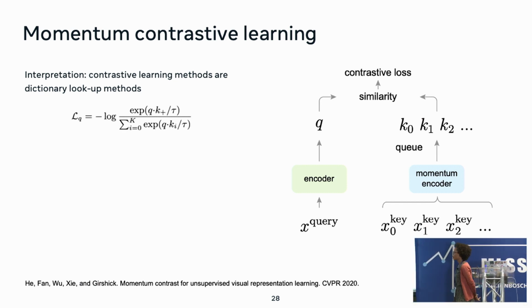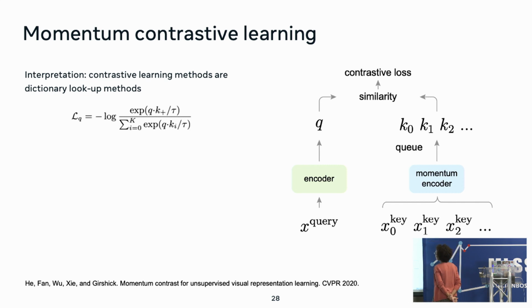The next work I'll show is much more recent. This is from 2020, from He et al., and it introduces the notion of momentum contrastive learning. This work has, I think, an interesting interpretation of what we're trying to do when we're doing contrastive learning. Okay, so the interpretation is as follows. You can think of a contrastive learning approach as a dictionary lookup method. Let me break down a little bit what that means.